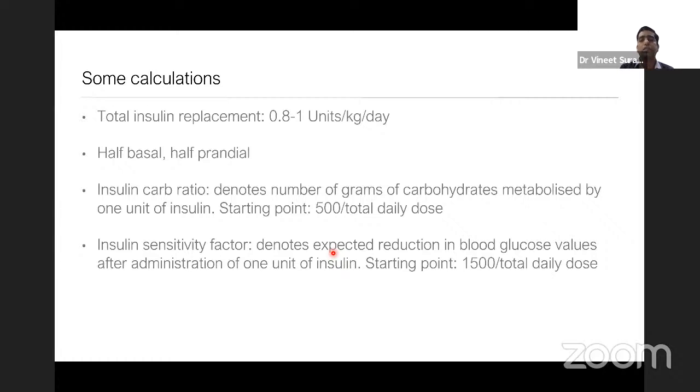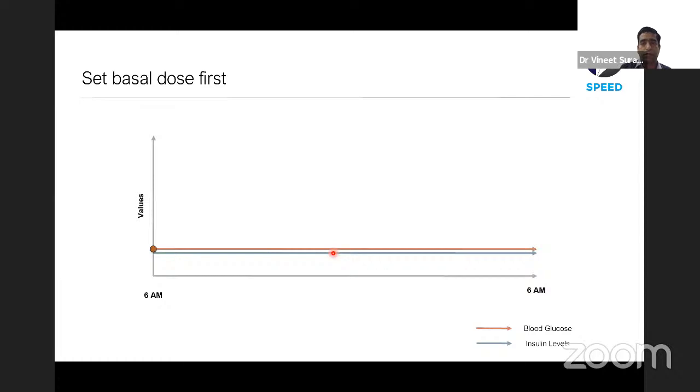Then the second one is insulin sensitivity factor. It is nothing but how much reduction we expect in blood glucose value after administration of 1 unit of insulin. Again, this is not fixed. In some patients, with 1 unit you can bring it down by almost 100, and in some it can come down by only 20. So it depends upon their total daily dose. The starting point remains somewhere around 1500 divided by total daily dose. Someone who has a 50 daily dose, for every 30, 1 unit of insulin will bring down their blood glucose by 30 units. So this is important for us to understand.